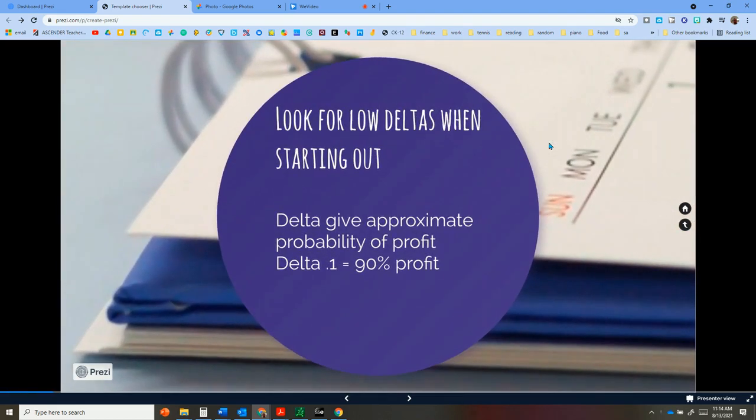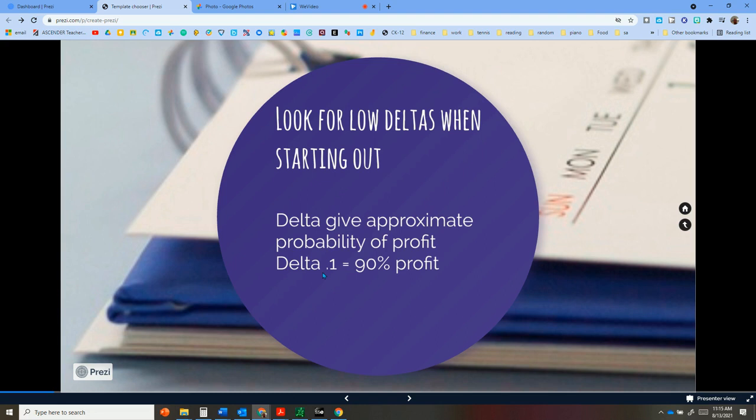So first we're going to look at low deltas when starting out. Your delta gives the approximate probability of profit. So what you want to look for in the short position, when you're shorting a put or shorting a call, you want to have the delta, I like at least 0.1 or less, because 0.1, if you take the opposite or inverse of it, you'll get a 90% profit in this case.